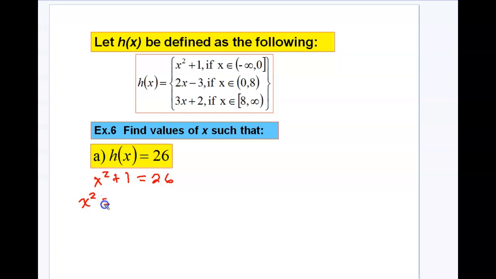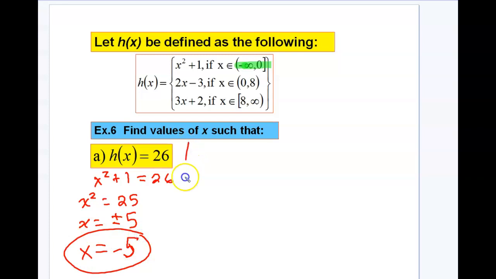I'm going to solve for x by subtracting 1 from both sides. And when I evaluate, I get plus or minus 5. Now, you have to check, do plus or minus 5 fall in this interval? Well, the only one that falls in that interval is, sorry, not positive 5, but negative 5. So there is your first solution.